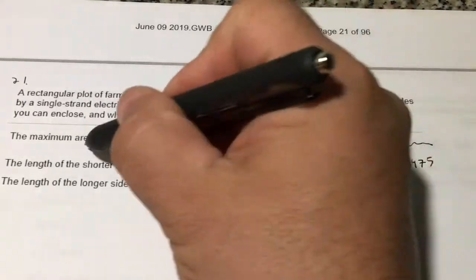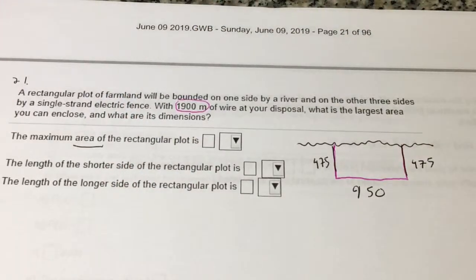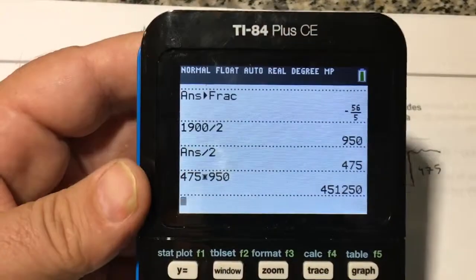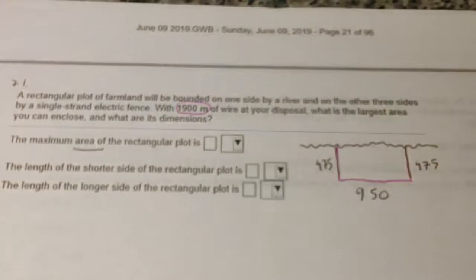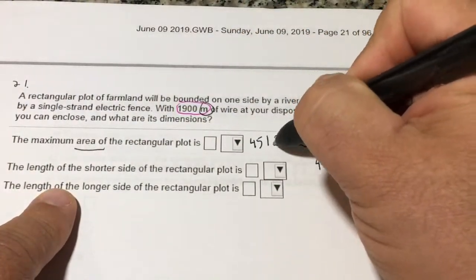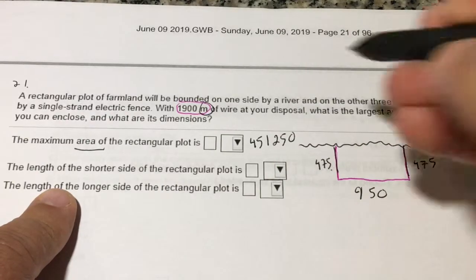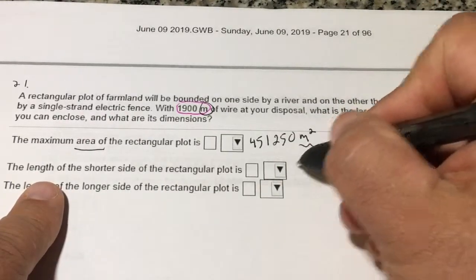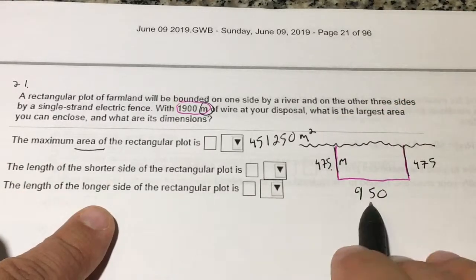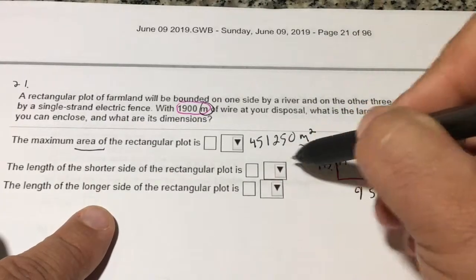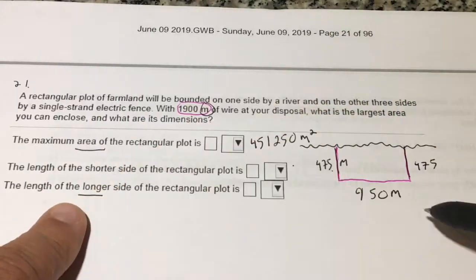So the maximum area is going to be 475 times 950. So that's going to give me 451,250 meters squared. All I did was 475 times 950. And its area, so that's going to be meters squared. The length of the short side is 475 meters. The length of the long side is 950 meters. And notice when I do the area, m times m is m squared. So this spot here would be 475, and this spot here, the longer side, would be 950.